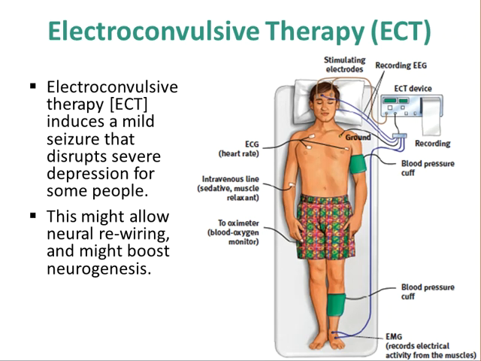ECT, electroconvulsive therapy, induces a mild seizure that disrupts severe depression for some people. This might allow neural rewiring and might boost neurogenesis, the growth of new neurons. So we can see the person lies down and they have a system that allows the shock to be delivered, that hopefully will aid them in getting out of their deep depression.